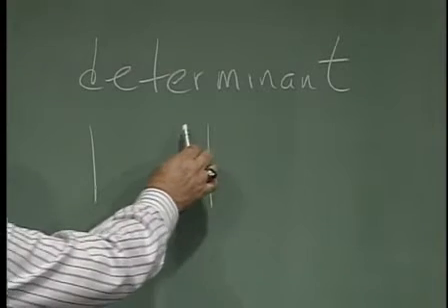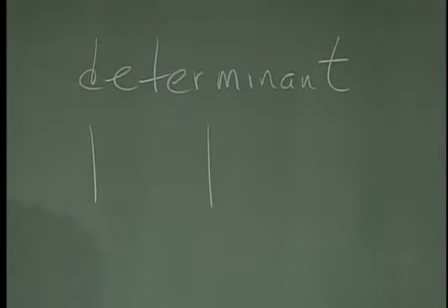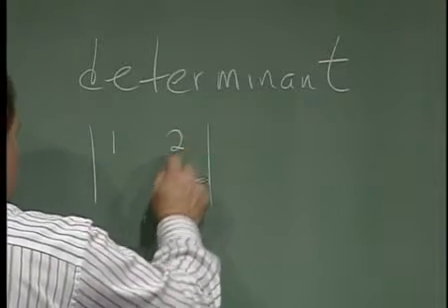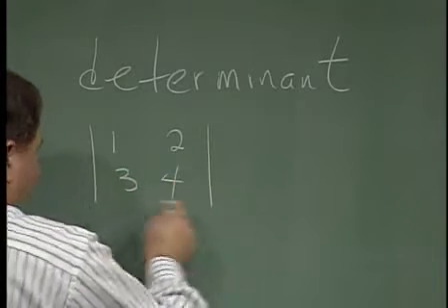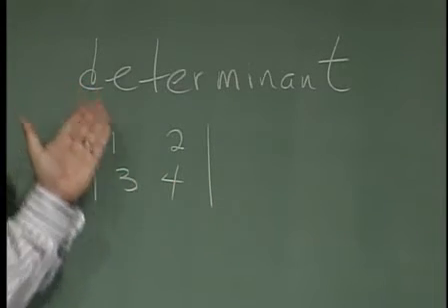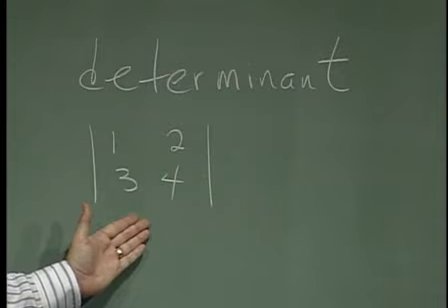Matrices have those little brackets with little pieces at the end. The determinant has two vertical line segments, and inside we put the matrix. In this case, let's put 1, 2, 3, 4. This symbolically means the determinant of the matrix 1, 2, 3, 4.